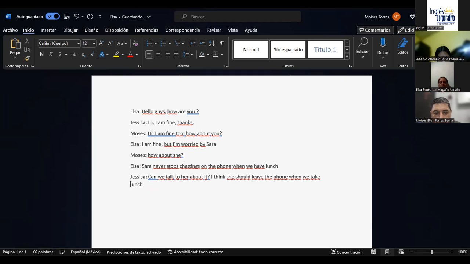Because it is not healthy. No es saludable. En la misma oración. Porque no es saludable, ¿verdad? Because eso no es saludable, o sea. Entonces porque ahí pueden estar microorganismos. Porque le puede dar salmonelosis. I think she should leave the phone with Tay because no.